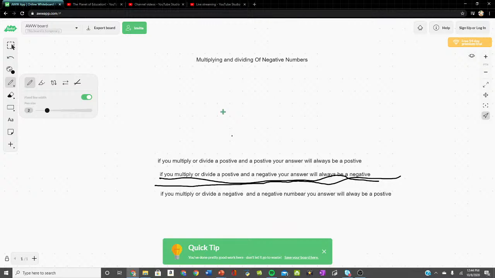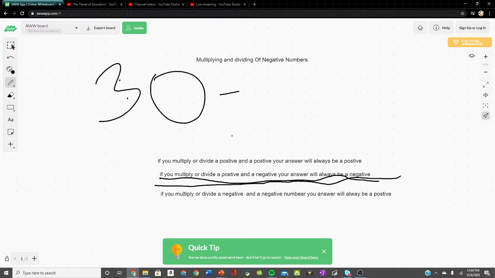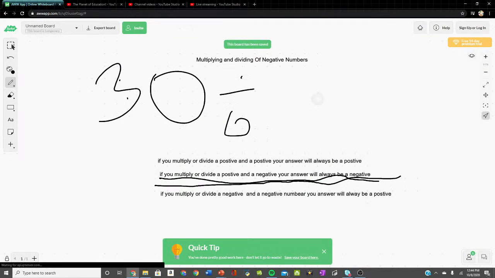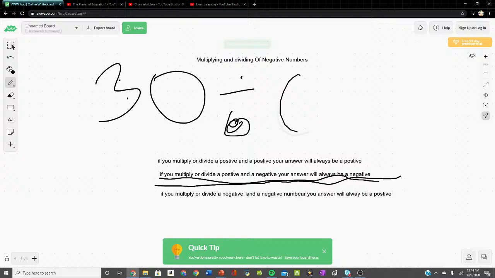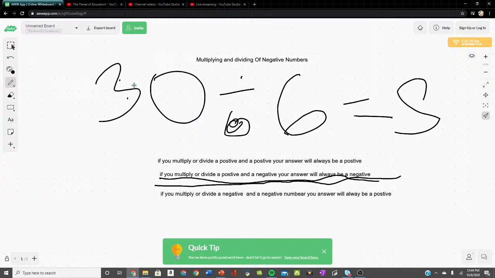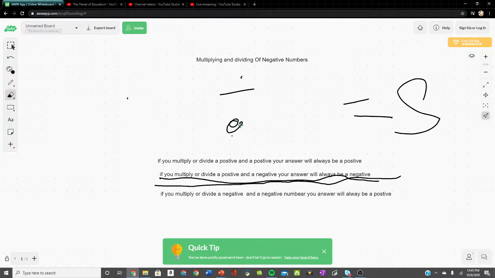Now, let's do 30 divided by 6. They're both positive. The answer is going to be 5. Everyone knows 30 divided by 6 is 5. Simple. And since our rules say a positive and a positive is a positive, that's 5.